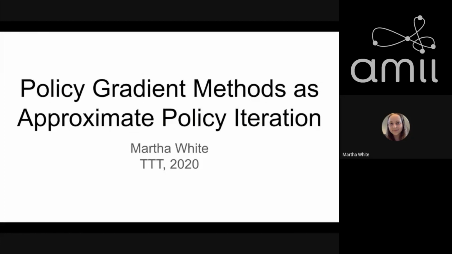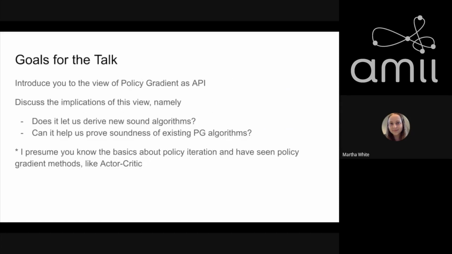Okay, so 20 minutes is a really short time. I'm going to try to go through reasonably quickly, and what I'm going to try to do is give you the needed background, because I know not everyone in this seminar knows all the things about policy gradient and RL. So I'm going to try to introduce to you what policy gradient is and how it can be seen as approximate policy iteration. And then I'm going to try to get you to understand a little bit about why this view is useful. So it might let us think a little bit about new algorithms, and maybe lets us think more about how we can prove soundness of existing algorithms.